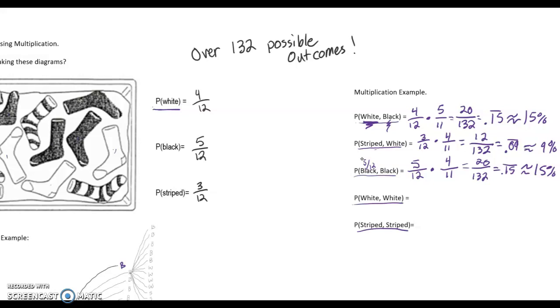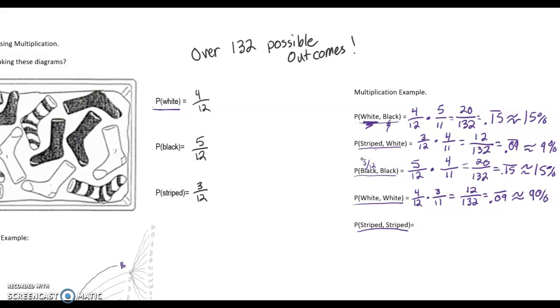So the probability of choosing a white sock is 4/12. Now, if we took one out, we go down to 3. And if we take a total sock out, we go down to 11. So we get 12 over 132, which we know from our second example is equal to 0.09 repeating, which is approximately 9%. So hopefully you got a 9% chance of choosing 2 white socks.